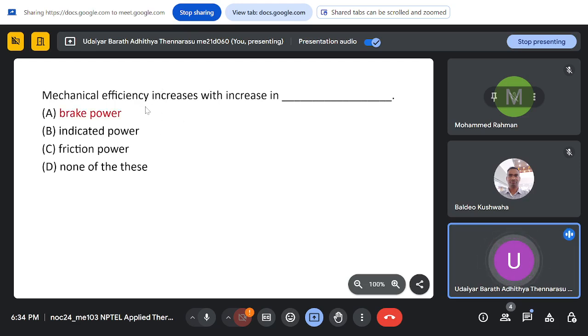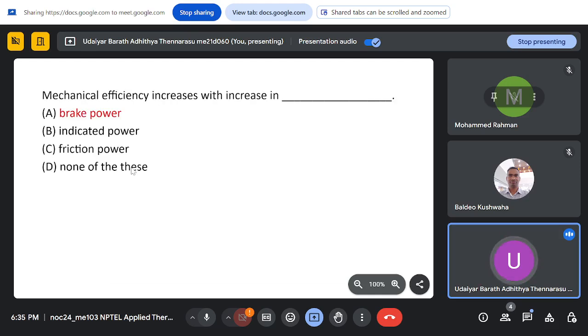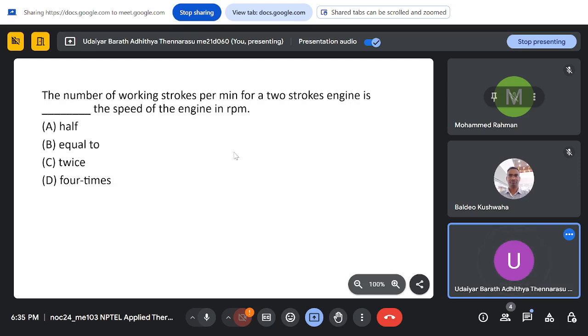So the answer is A, brake power. Brake power equals indicated power minus friction power. This will also come in practicals, and they'll teach you how to calculate an engine's friction power, indicated power, and so on, how to estimate them. That is not covered in this course.